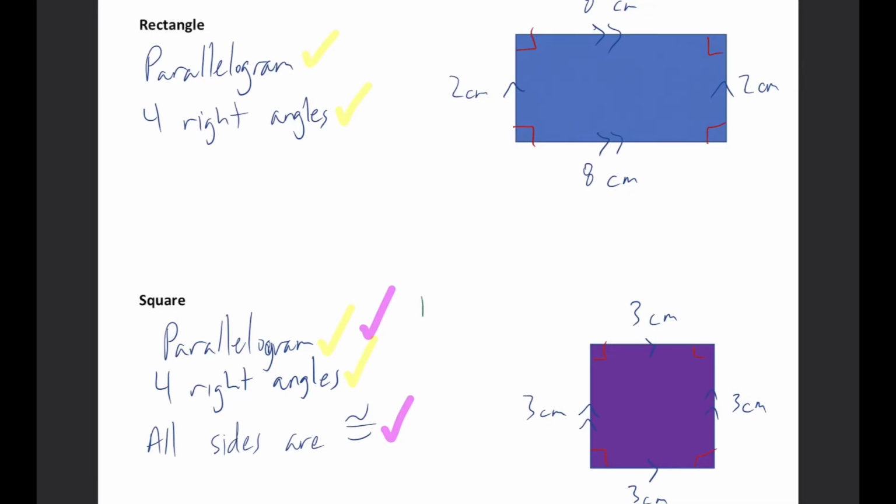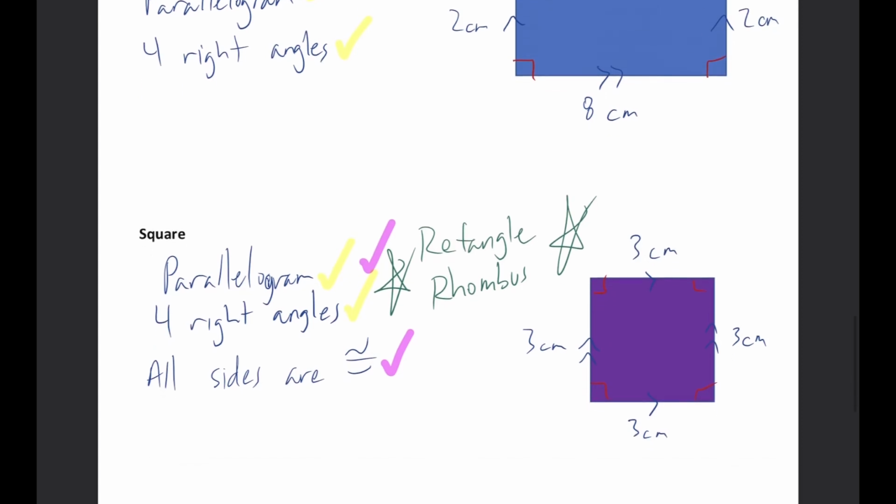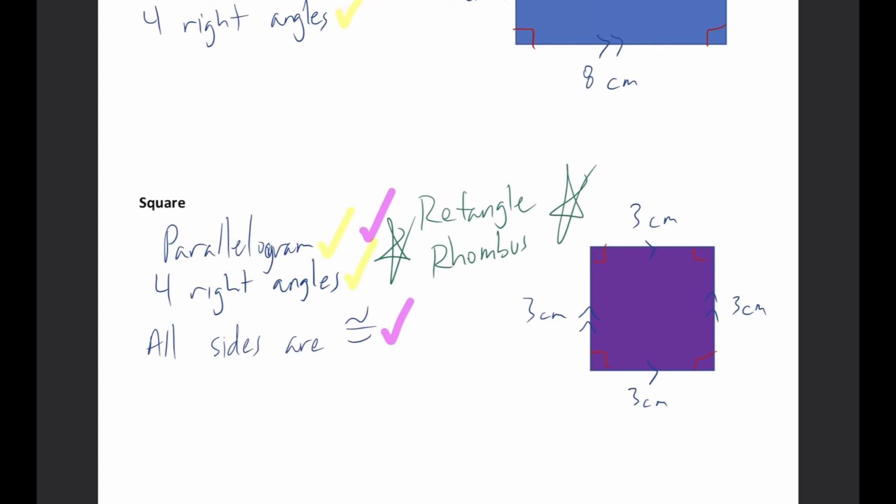So that's important. A square is a rectangle, and a square is a rhombus. So very, very important. You have to know this. All right, so all of my properties of a rectangle apply to my square. All of my properties of a rhombus apply to my square. So very, very important.